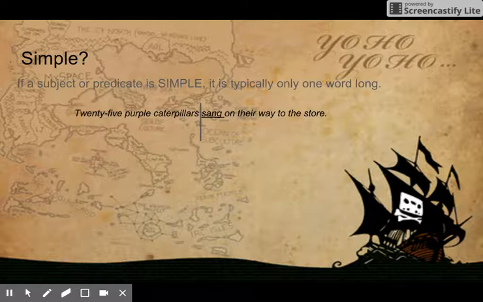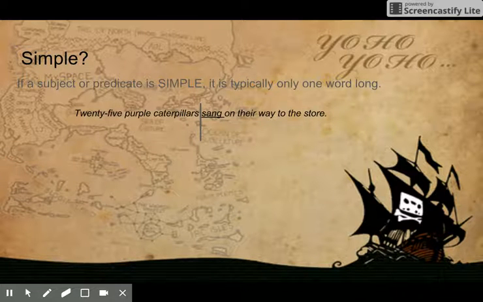And conversely, the predicate is a simple version of everything to the right of the mast in the predicate. What is actually happening with no embellishment? Here's the beautiful thing, Grammar Pirates. We've already done the hard work here. It's underlined. They sang.